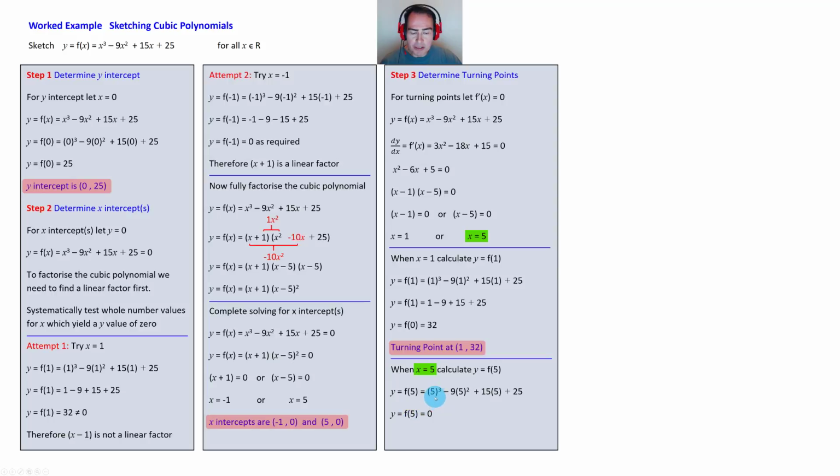Substituting this in, we notice that these values here do calculate out to be 0. That's 125 minus 9 times 25 plus 15 times 5 plus 25. I haven't shown the actual calculation in there, but you can verify that for yourself. And since it equals 0, that means the y value is 0 when x is 5, corresponding to a turning point. But also, as noted before, this is one of the x-intercepts, or in this case touches the x-axis. Highlight that for reference later.